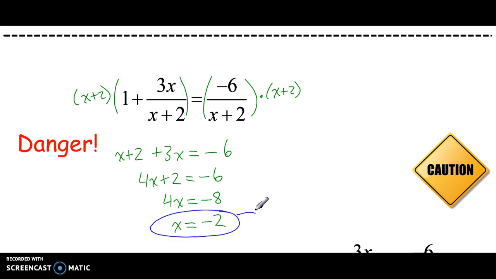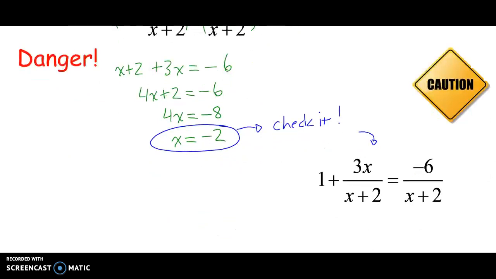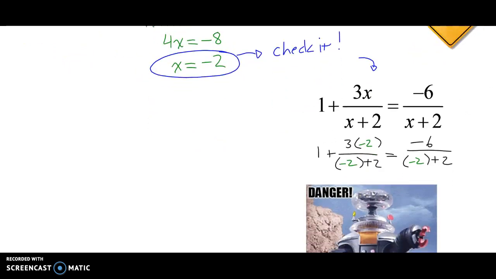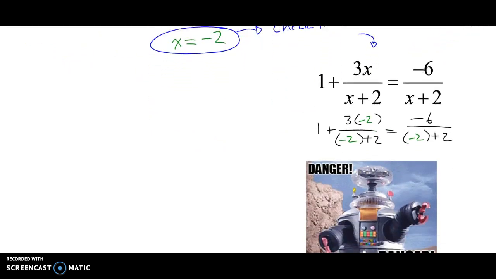We think currently that the answer is negative 2. Let's check it and watch what happens. That means take the equation, and everywhere there's an x, put in negative 2 instead. So all those places where there was an x, I'm going to put minus 2 in there, and then I'm going to work out and see if those come out the same. Do you see the problem? See what's happening right there? You can't divide by 0.